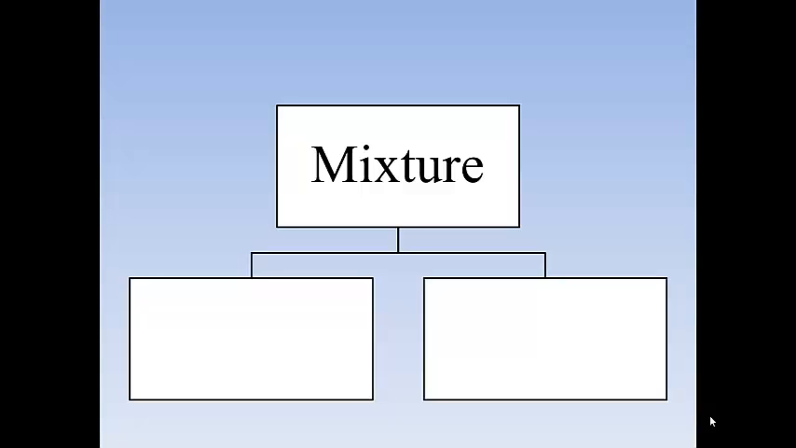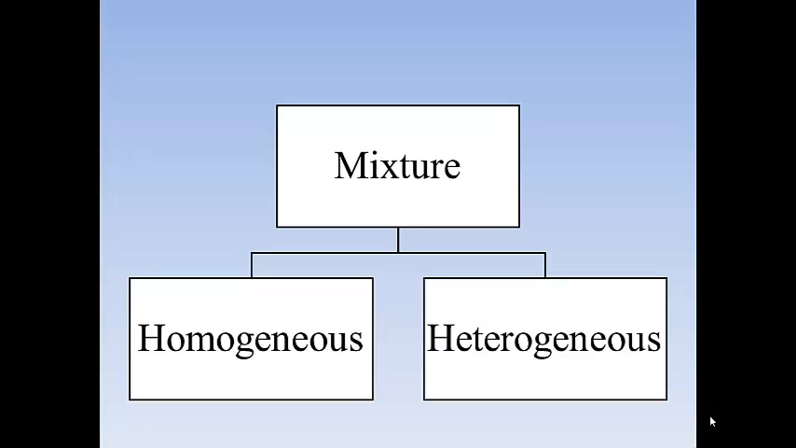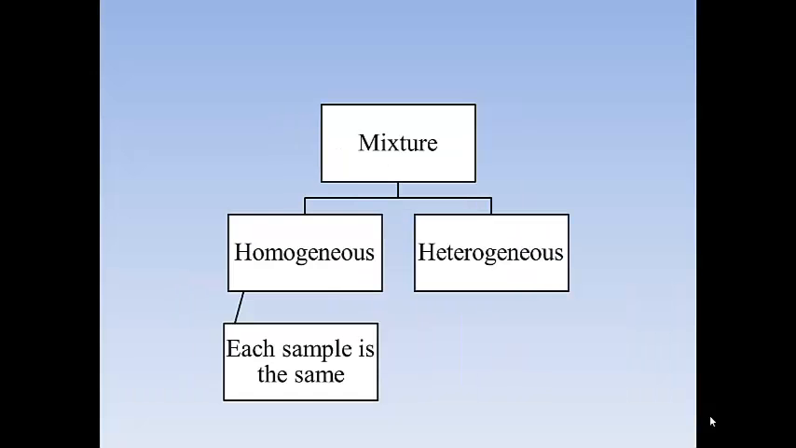So now we're back to a dichotomy. There are two types of mixtures: homogeneous and heterogeneous. And if you go back to your roots, you know that homo means the same and hetero means different. In a homogeneous mixture, every sample of the mixture is the same. It has the same percentage of each component in every single sample.